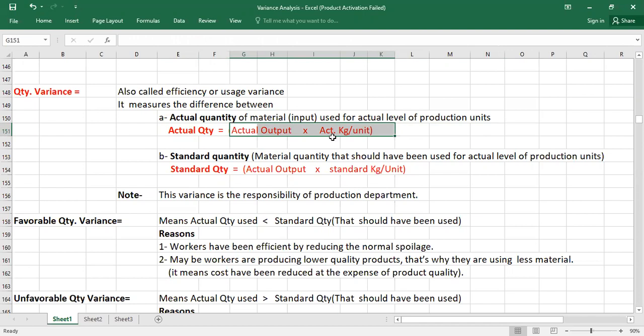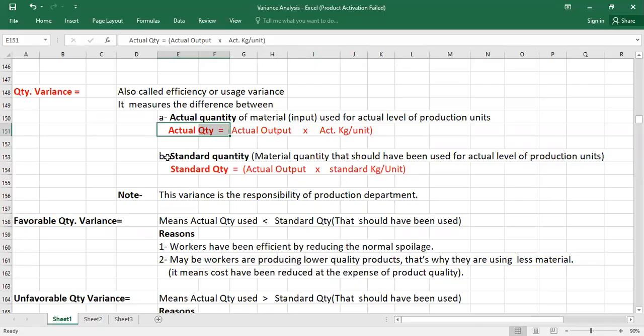For example, if you are manufacturing tables, let's assume you have manufactured 1000 tables, so the actual output is 1000. Maybe each table consumed 3 kg of material, so you will put 3 kg here. So 1000 times 3 will give you 3000, which is your actual quantity.